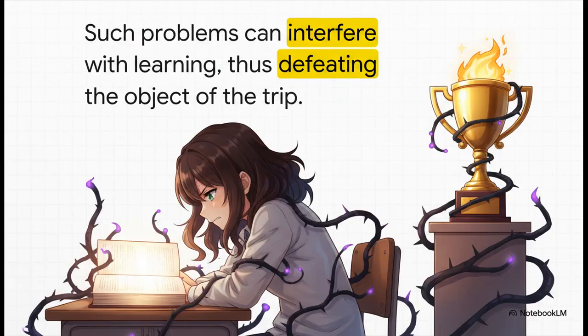And here it is. This is the killer move. You don't just state the problem, you connect it directly back to the main topic. Loneliness isn't just a personal issue in this context, it can actually interfere with learning. And that phrase, defeating the object of the trip, wow, that's brilliant. It proves you're always focused on answering the exact question they asked.